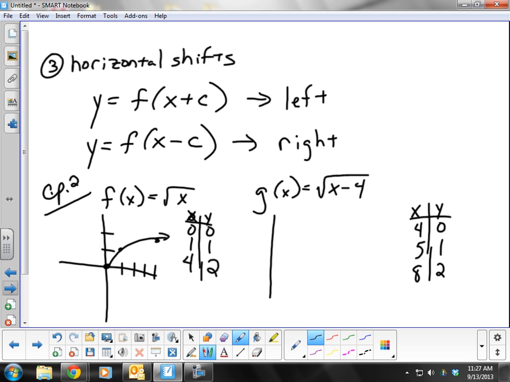And so, let's see if I can actually draw a graph big enough to be able to see all that. 1, 2, 3, 4, 5, 6, 7, 8. 1, 2. All right. So at 4, I'm at 0. And 5, I'm at 1. And at 8, I'm at 2. So I moved it to the right 4 units. Okay, so that's how you can take your coordinates from your original graph, and move it.